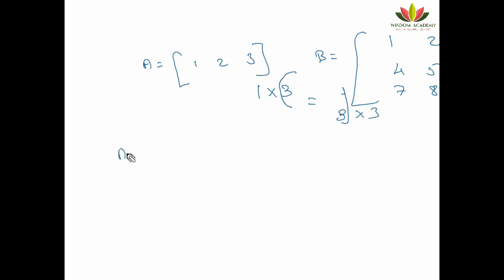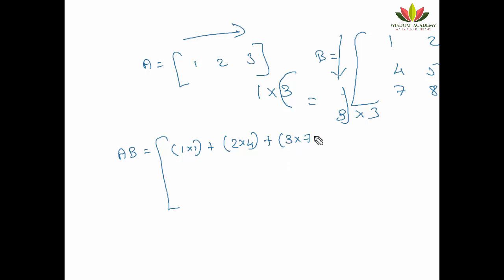Okay, what is my AB going to be? As I said, put an arrow mark. This will give you some idea. I am going to take the row of A and the column of B. So 1 into 1, that is 1 into 1, plus now the second value into this second value, 2 into 4, then the third value into the third value, plus 3 into 7.